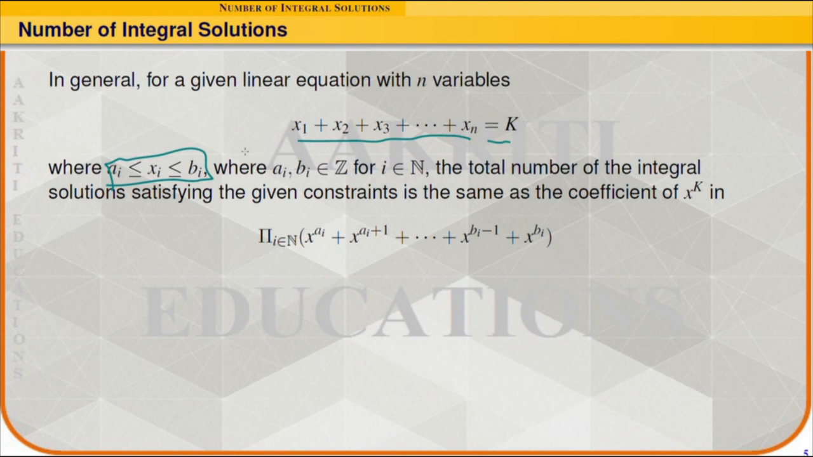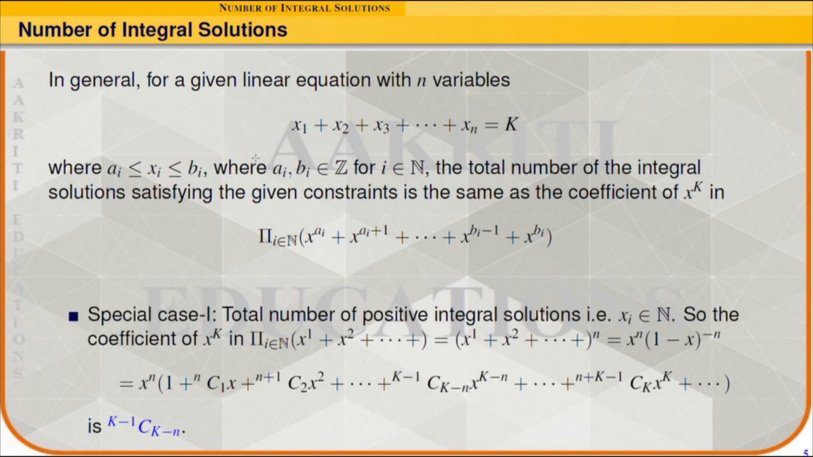Then, as I told you, whatever values are taken by the variable, these will all be in the powers. So x1 can take values a1 plus 1 up to b1. Similarly, x2 will take a2 plus 1 up to b2. So we take the product of these, and then we find the coefficient of x raised to the power k to find the desired number of integral solutions that obey the given constraint.